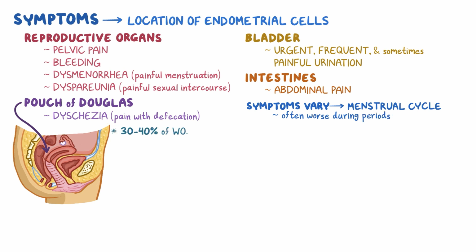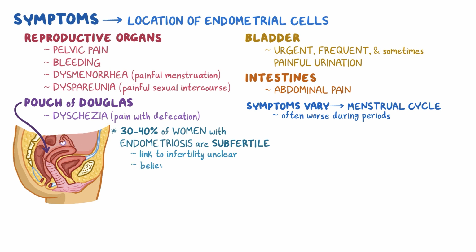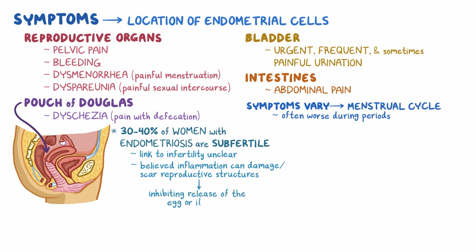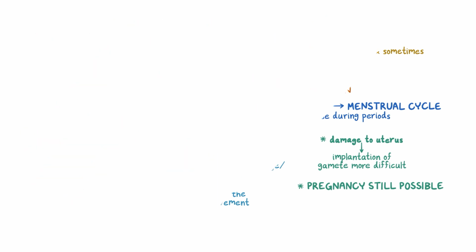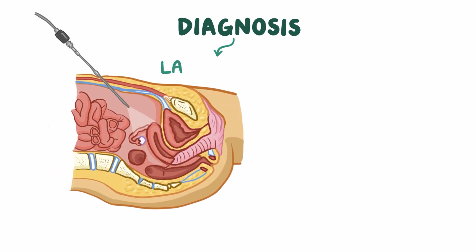About 30 to 40% of women with endometriosis are subfertile. The exact link between infertility and endometriosis isn't totally clear. It's believed that the inflammation that comes with endometriosis can damage or scar the reproductive structures, thus inhibiting the release of the egg or its movement through the fallopian tube. Damage to the uterus can also make the implantation of the gamete more difficult. The good news is that pregnancy is often still possible, depending on the severity of the endometriosis and the effectiveness of the treatment. The best way to diagnose endometriosis is through laparoscopy, and the diagnosis can be confirmed with a biopsy.